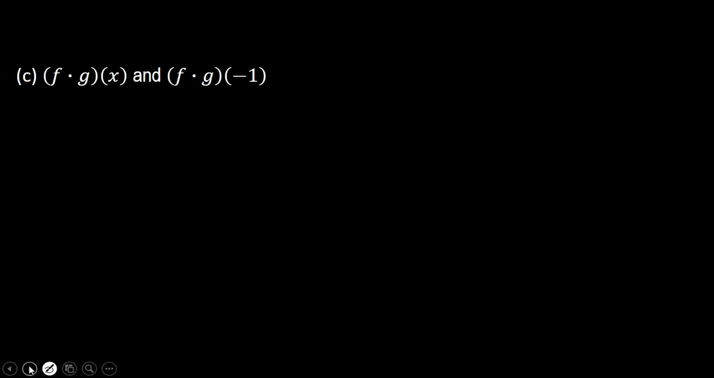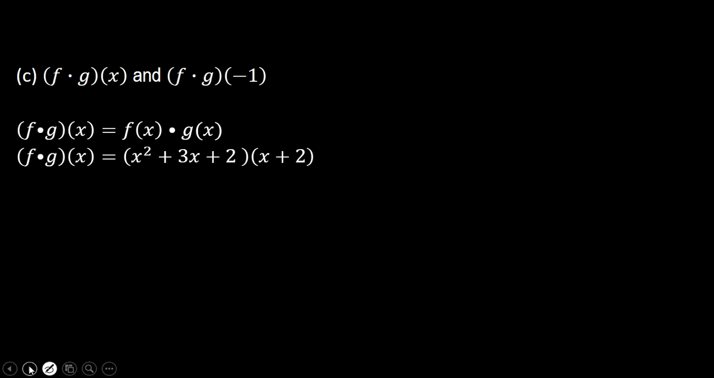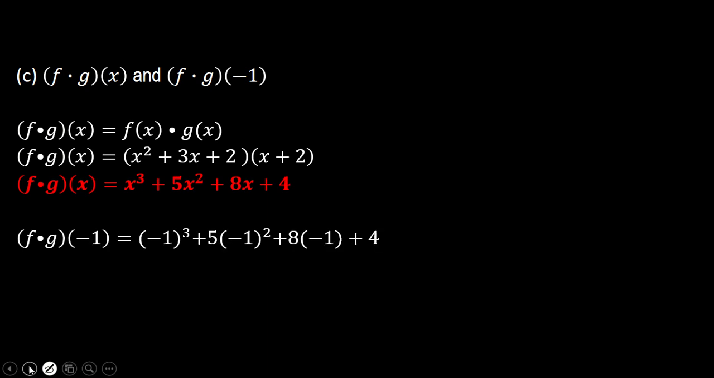Another one. So given that we have the product of f and g, and then if x is equal to negative 1. So again, for product, we just need to multiply the two functions. We have x squared plus 3x plus 2 times the quantity of x plus 2. And the product of that is x cubed plus 5x squared plus 8x plus 4. And then let's substitute if x is equal to negative 1. We'll have negative 1 cubed plus 5 times negative 1 squared plus 8 times negative 1 plus 4. And the answer to that is 0.